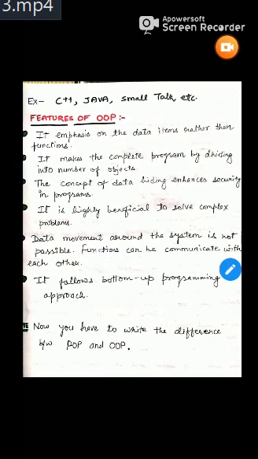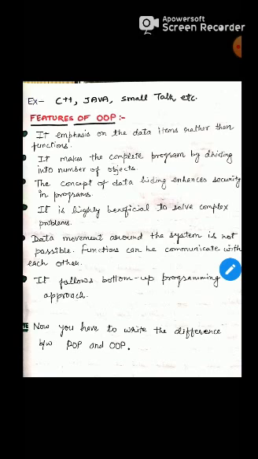Examples of languages which follow the object-oriented programming concept are C++, Java, Smalltalk, etc. Now let us discuss the features of OOP. The first one is that it emphasizes data items rather than functions. So in OOP the main importance is given to data, not functions. The data is important in OOP.